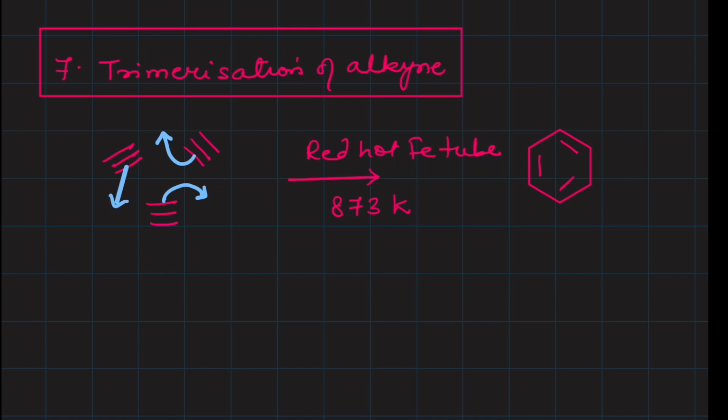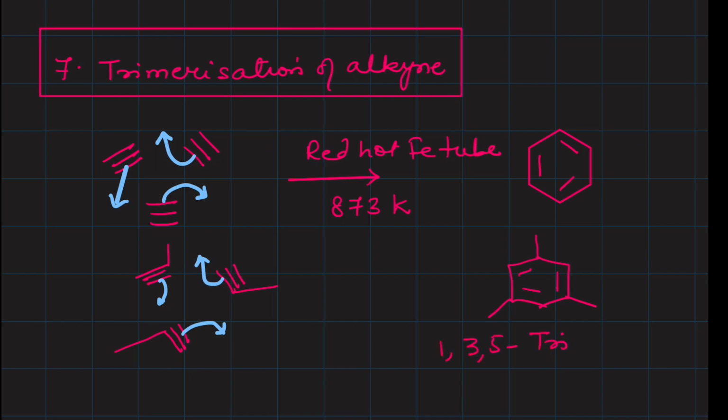And suppose we take propyne, this is one propyne, this is another propyne, and this is the third propyne. What will happen is this goes here, this goes here, this goes here, and we have 1,3,5-trimethylbenzene. It is also known as mesitylene.